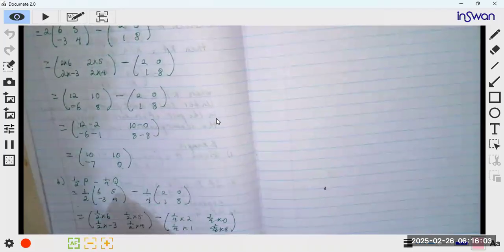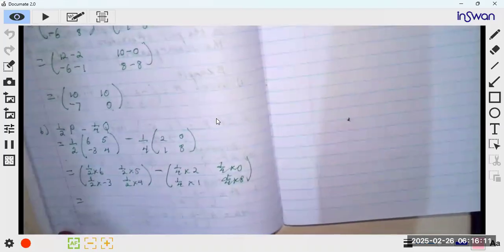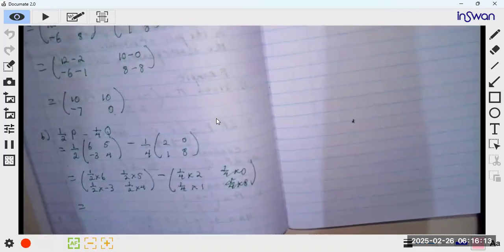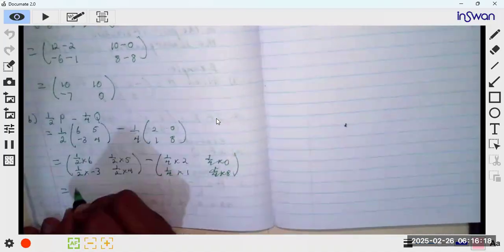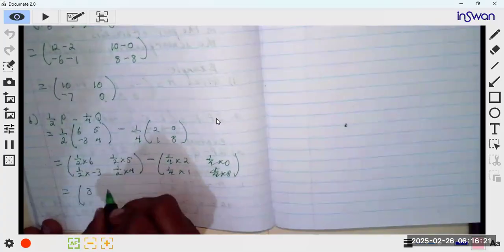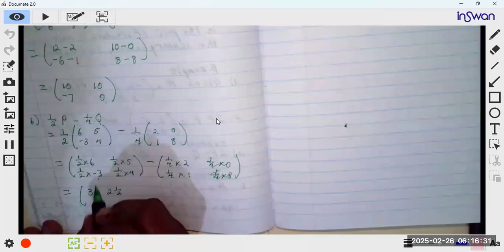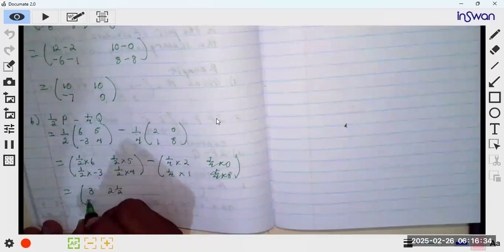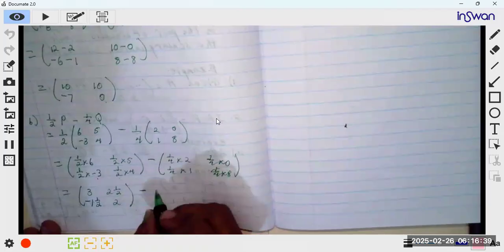So a half of 6 is what? Half of 6 is 3, right? A half of 5 is 2.5. A half of -3 will be -1.5. And a half of 4 is 2. Minus a quarter times 2.